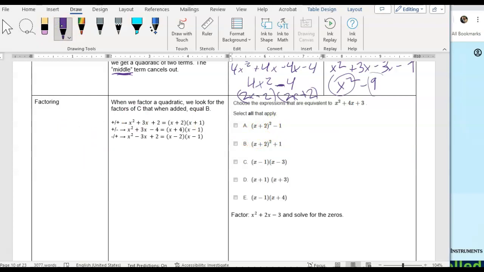It says choose the expressions that are equivalent to x squared plus 4x plus 3. Well, to do that, then I need to figure out what each of these are. So I'm going to rewrite this as x plus 2 times x plus 2 minus 1, which will give me x squared plus 2x plus 2x, so plus 4x plus 4 minus 1, which gives me x squared plus 4x plus 3. So this is one of them.